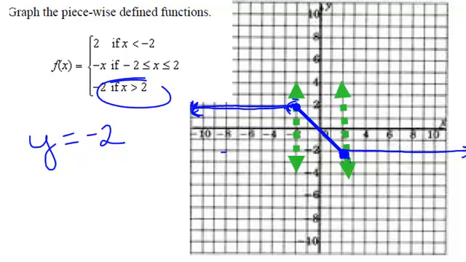Okay, so what I want you to be able to do is to recognize these graphs of piecewise defined functions.